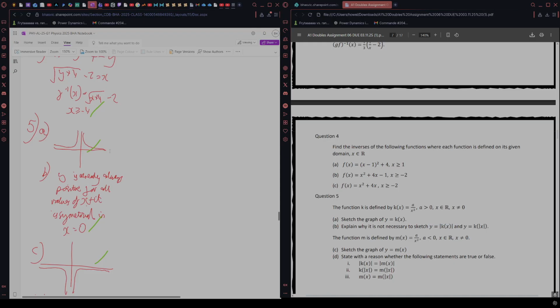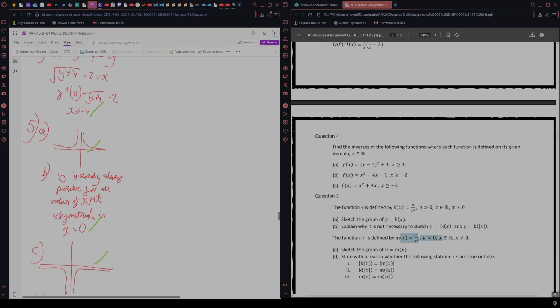And then the graph is symmetrical in, no, I didn't mean y equals 0. And the graph is also symmetrical in x equals 0, which means that doing k of mod x isn't going to do anything because usually you have to reflect it, but because it's symmetrical, reflecting it won't do anything.